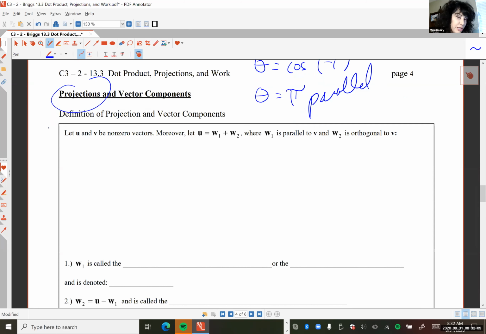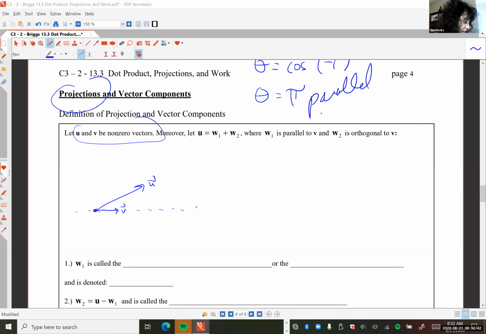So let me draw pictures first, because a picture is worth 1,000 words. Let's say you have U and V, where U is pointed here, and V is like here. As you can tell from my picture, V is lying on the ground, if you will. So here's the deal. We're going to project U onto the vector V, and that's going to give us a brand new vector. What? Yeah, you heard me. We're going to project U onto V.